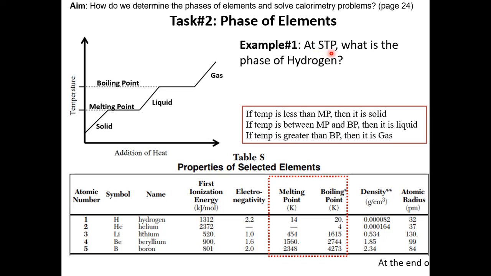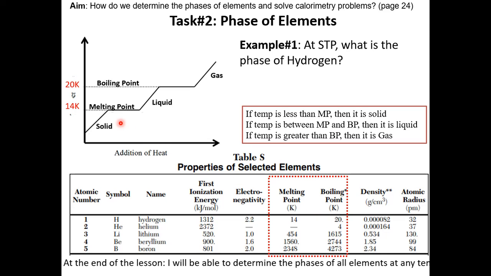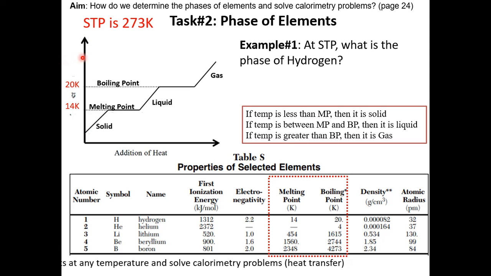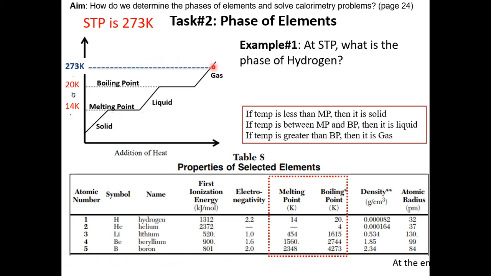Example 1. At STP, what is the phase of hydrogen? The first step is to look up the melting and boiling point of hydrogen. If we look on Table S, the melting point is 14 Kelvin and the boiling point is 20 Kelvin. We're going to write it on this heating curve. The next step is to determine the temperature at STP. If we look on Table A on your reference table, STP is 273 Kelvin. 273 is much greater than 20 Kelvin. So if you were to place it on this heating curve, it will be above the boiling point. So at STP, hydrogen is a gas.